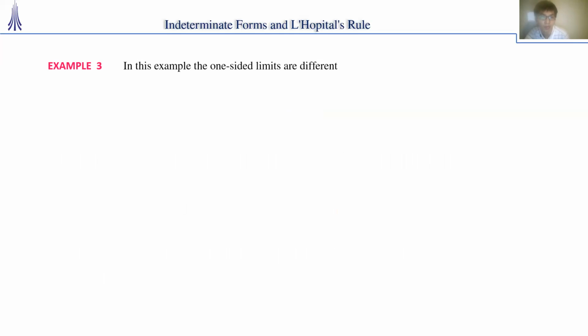This is example 3. In this example, the one-sided limits are different, and we see the difference between them. The first one is the limit as h approaches 0 from the right-hand side of sine of 2h over 3 times h squared, and we differentiate the numerator and the denominator. We get 2 times cosine of 2h over 6 times h, and as h is positive, we get the answer positive infinity.